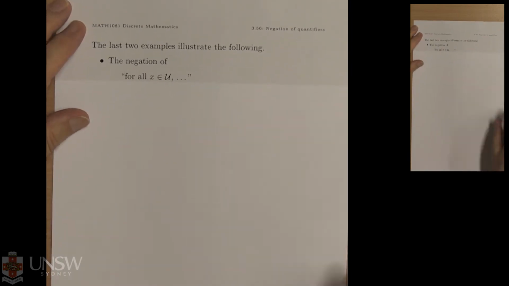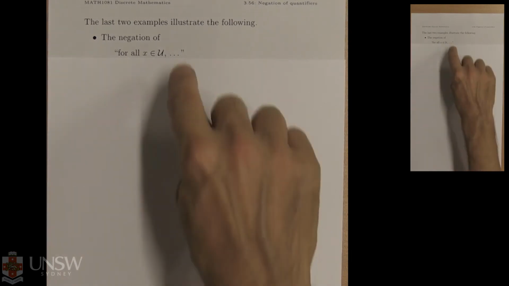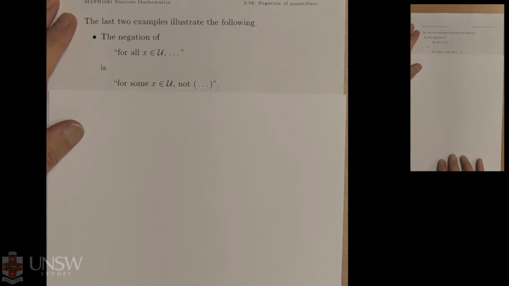Now those two examples illustrate the following. If I have an all statement or a universal statement, for all x in U something or other, the dots just represent some statement, then the negation of that is to say that for some x in U, the statement is false. In other words, for some x in U, not whatever that statement might have been.